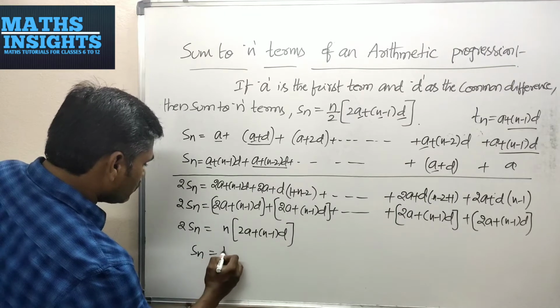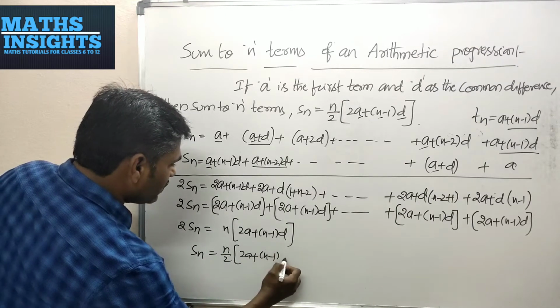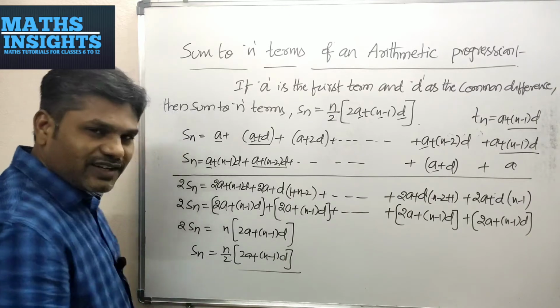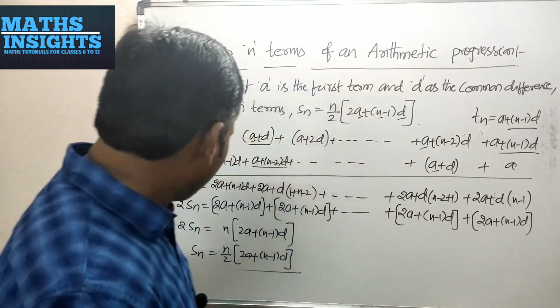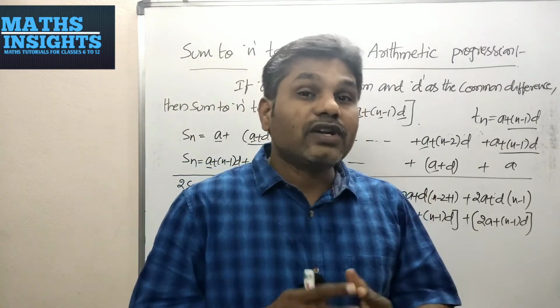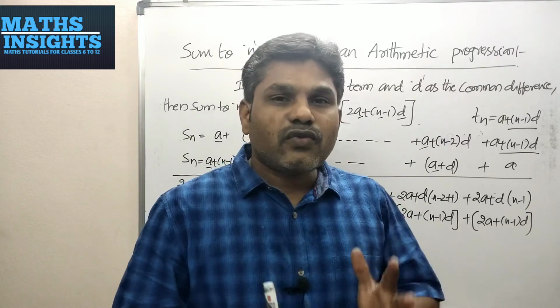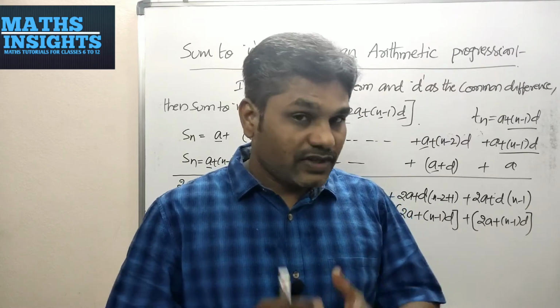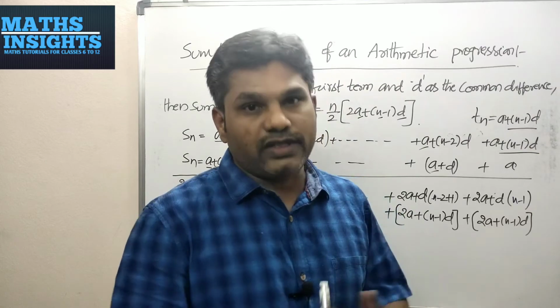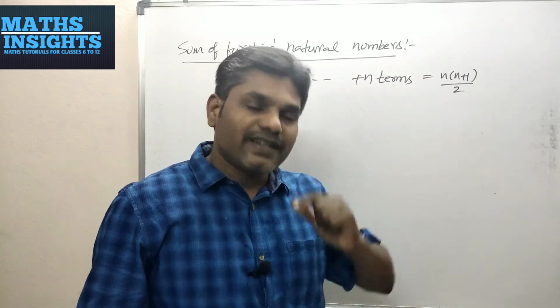Therefore, Sn is equal to n by 2 into 2a plus n minus 1 into d. So, it's very easy, isn't it? This is the formula for finding the sum of any particular number of terms in the arithmetic progression. This is used to find the sum of first n natural numbers. We will do that. Now, this is the formula for finding the sum of first n natural numbers.